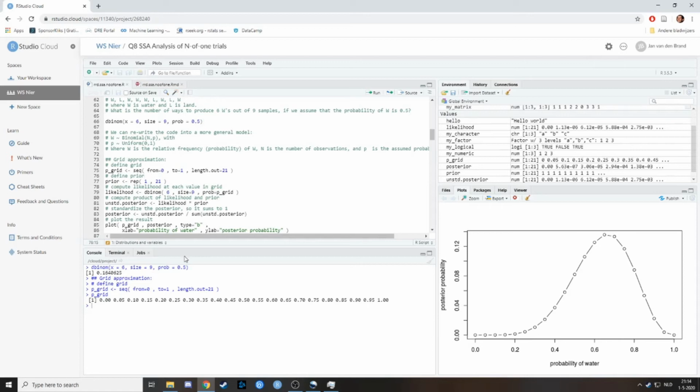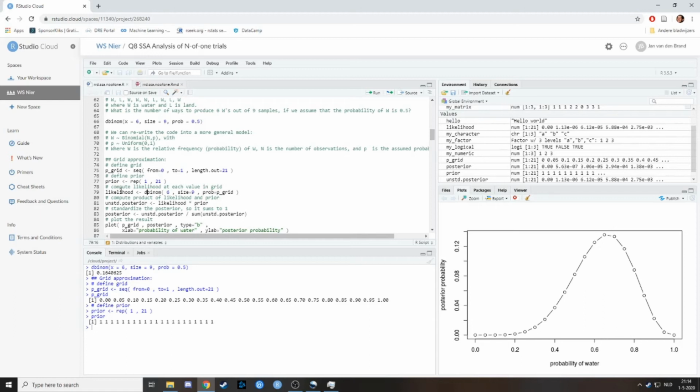We also define our prior, which is in this case a non-informative prior. How can we say it's non-informative? Well, we've just repeated the number 1 21 times, saying that each of these values, so 0, 0.05, 0.5, and 1, are all equally likely. They've all been assigned the same amount of weight. This is something that we call a non-informative prior.